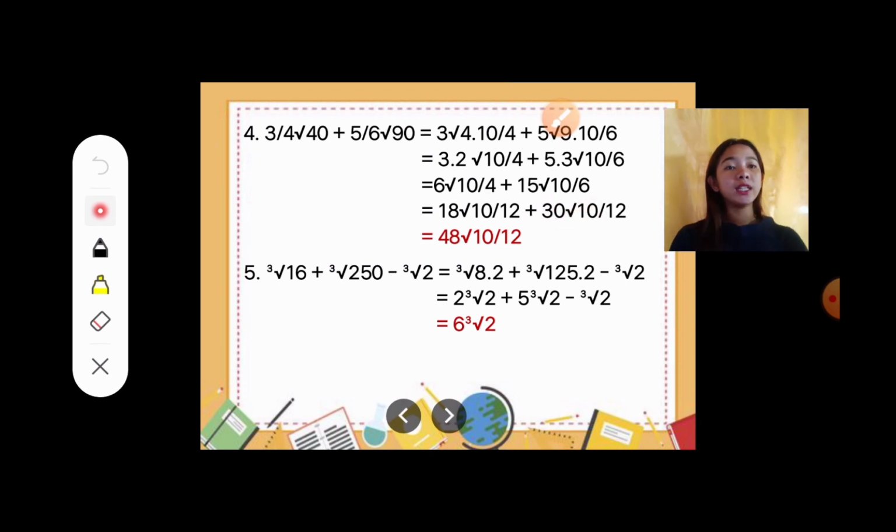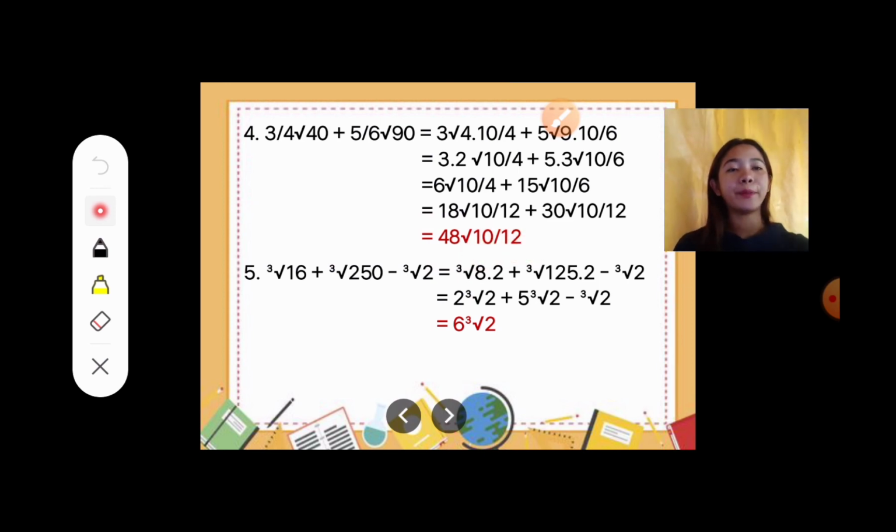So they have a similar radicand. So next we need to combine like terms. So we have 18 plus 30 is equal to 48, and just copy the radicand. So we have 48 square root of 10 over 12.